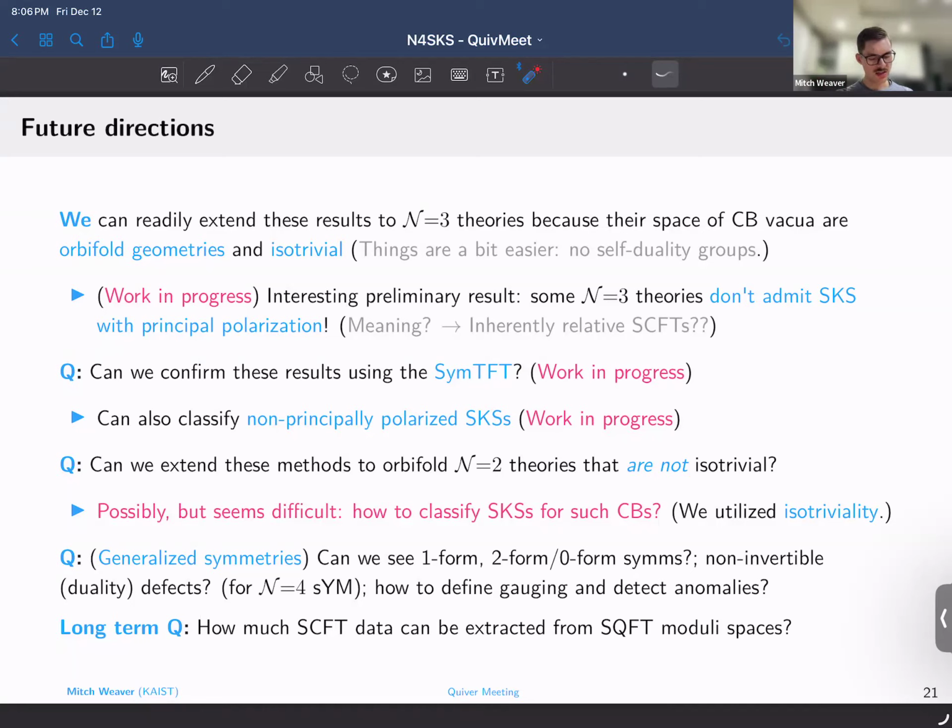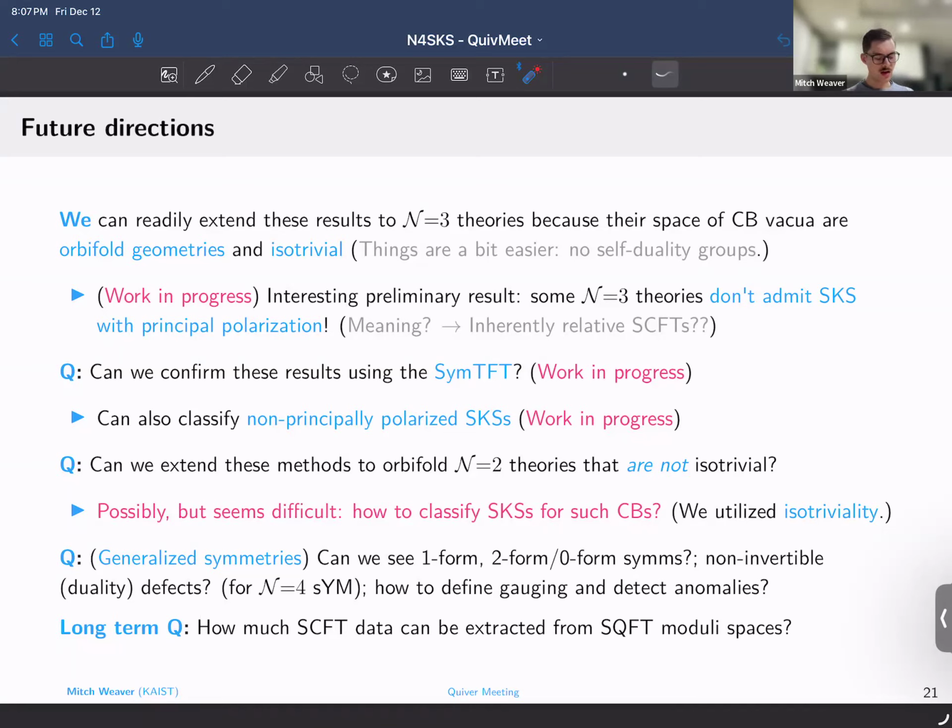A question, though, is if we can go ahead and do this analysis for the N=3 theories, and then we'd like to confirm the results using a corresponding symmetry topological field theory. This is also something we're thinking about. And as I also mentioned at one point previously, we can go ahead and try to classify non-principally polarized special Kahler structures corresponding to these non-genuine line lattices, if you will.